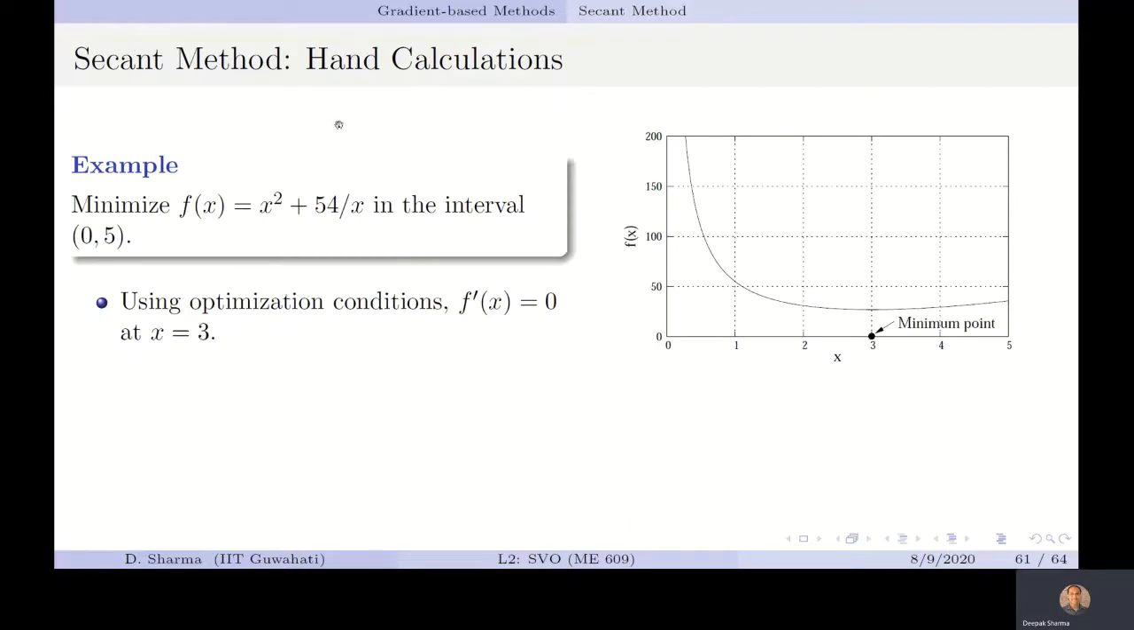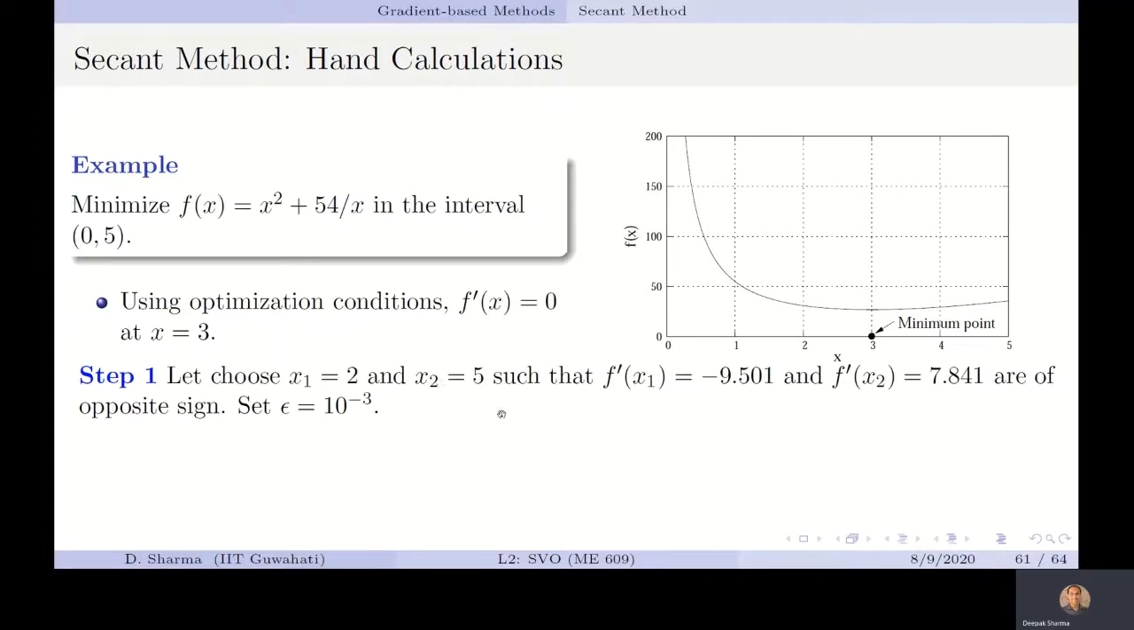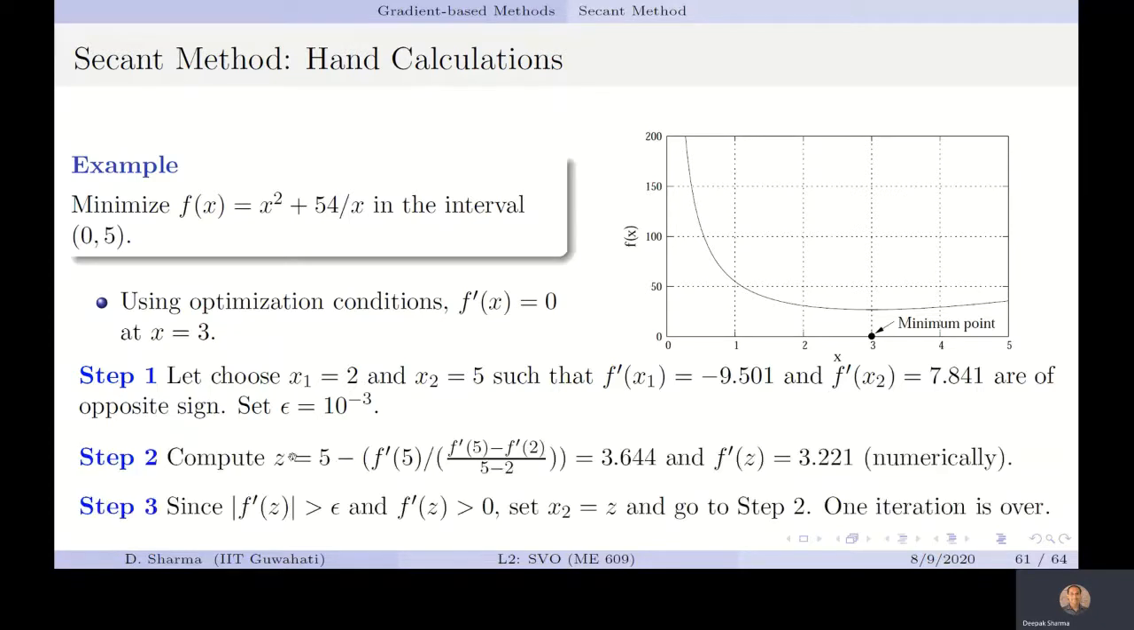Now let us solve the same example which we have been solving. I will be showing the hand calculation of the secant method. We know the optima is lying at x equals 3. You remember that we start with the two points A and B, so I'm writing directly x1 equals 2, x2 equals 5. Find the derivative. We know that both signs are opposite, so we can go further. We take epsilon as 10 to the power minus 3. In step 2, we calculate Z based on the formula discussed in the previous slides. We get a value of 3.644, and the derivative at this new point Z is 3.221, which we found numerically.